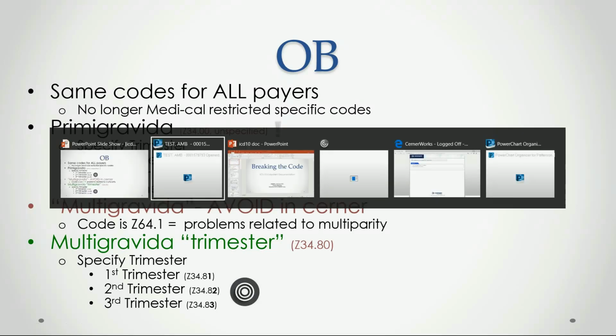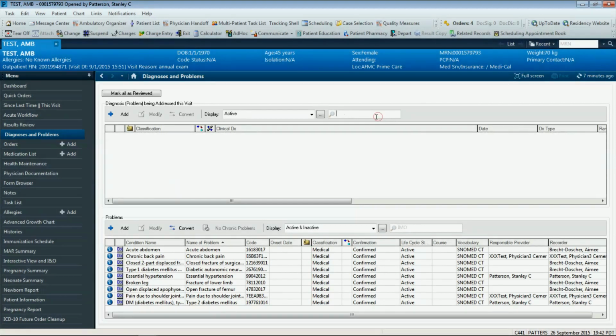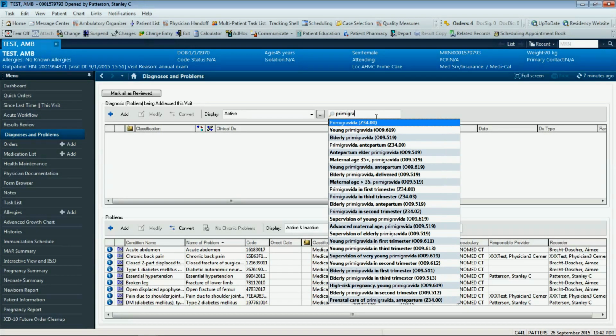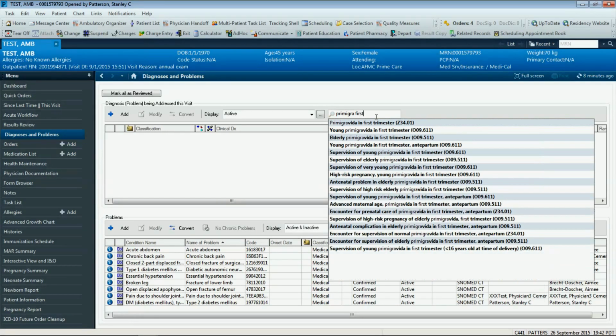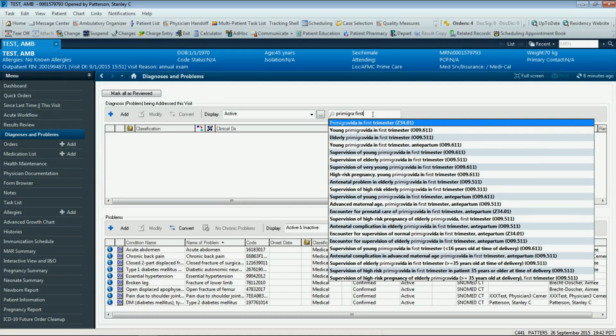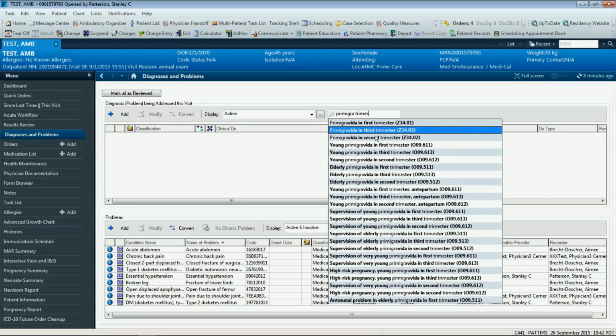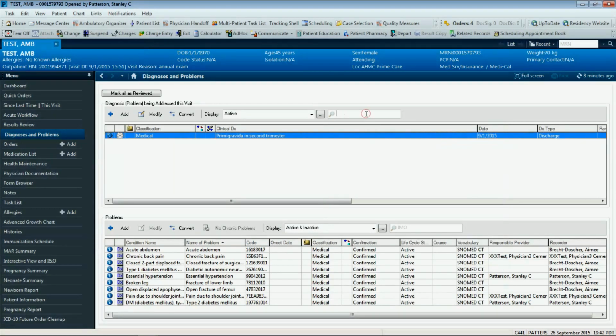And let's take a next look at that real quick so you can see what it looks like in Cerner. So, primigravida, you can actually just type that in by itself. You can stop and you can just type in first, and there is first trimester. Or you can just type in trimester and it'll pop up the first and second trimester, so you're picking the right code. Same thing for multigravida.